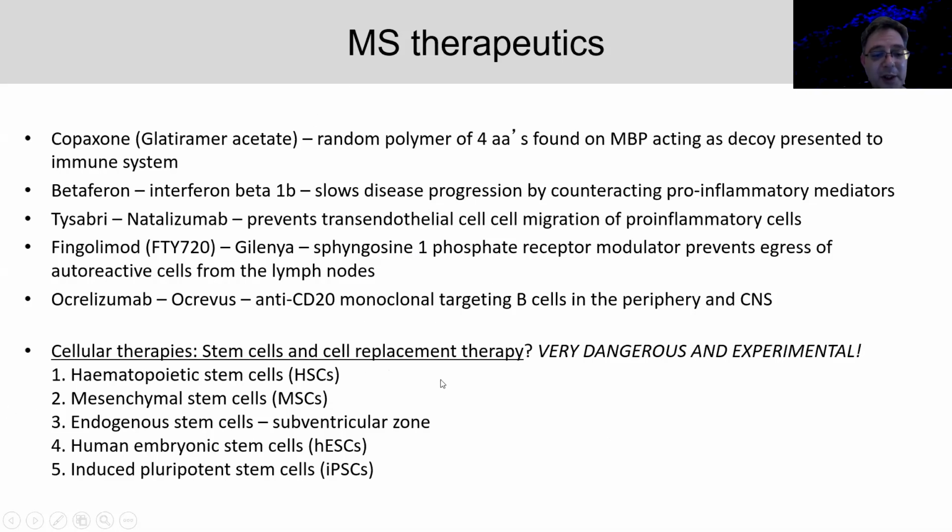So other potential stem cell approaches include mesenchymal stem cells, which have an immunomodulatory role, endogenous stem cells, where there's been one clinical trial that's been ongoing in the US, where they've injected endogenous stem cells, as well as embryonic stem cells into patients, and any experimental approaches such as inducible pluripotent stem cells.